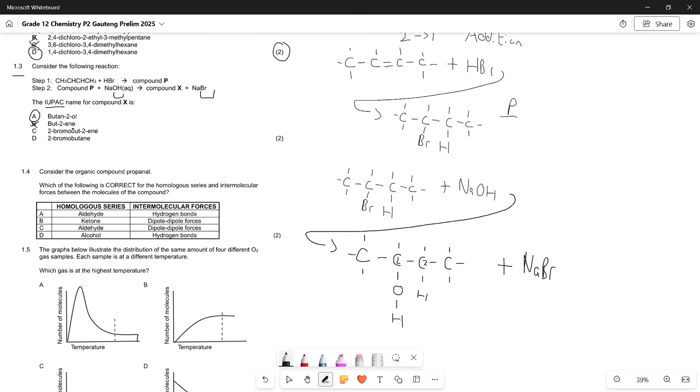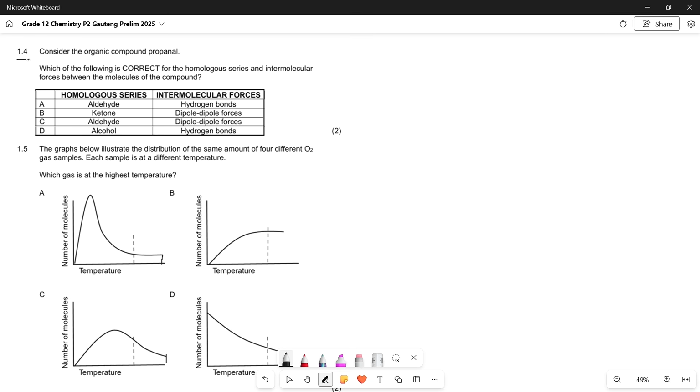Butene, this isn't a double bond. This also doesn't have a bromine attached to it like C, or a bromine attached to it like D. As we substituted the Br with the OH over there, A is our final answer for 2 marks. And then 1.4 over here says consider the organic compound propanal.